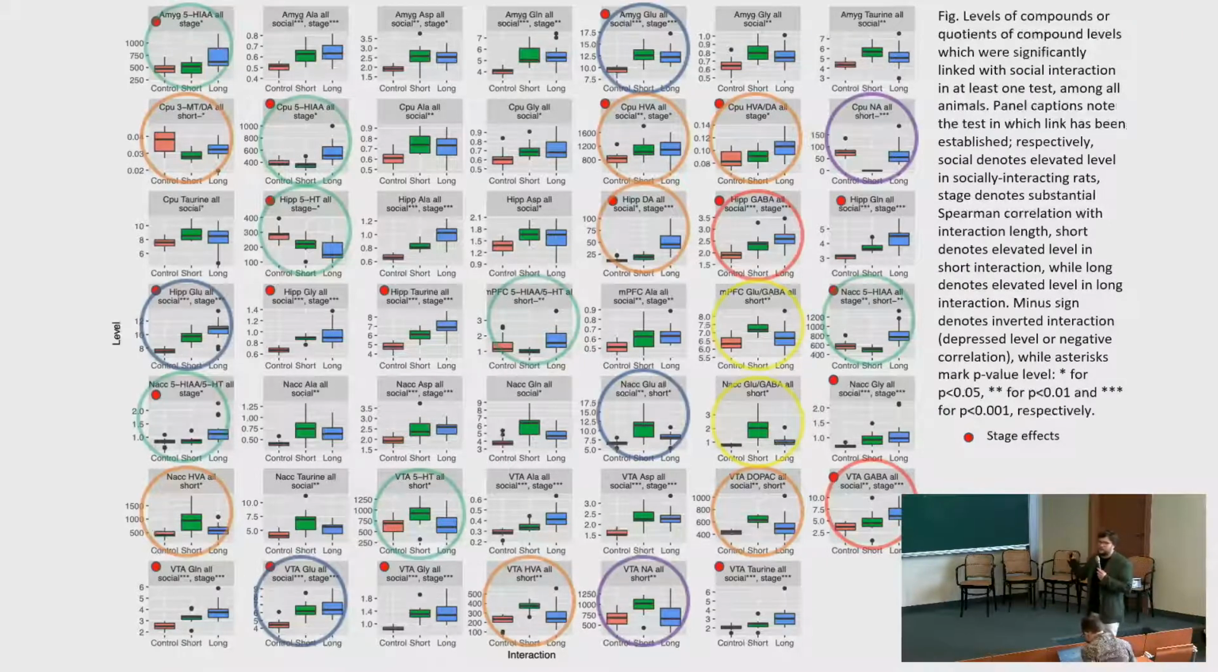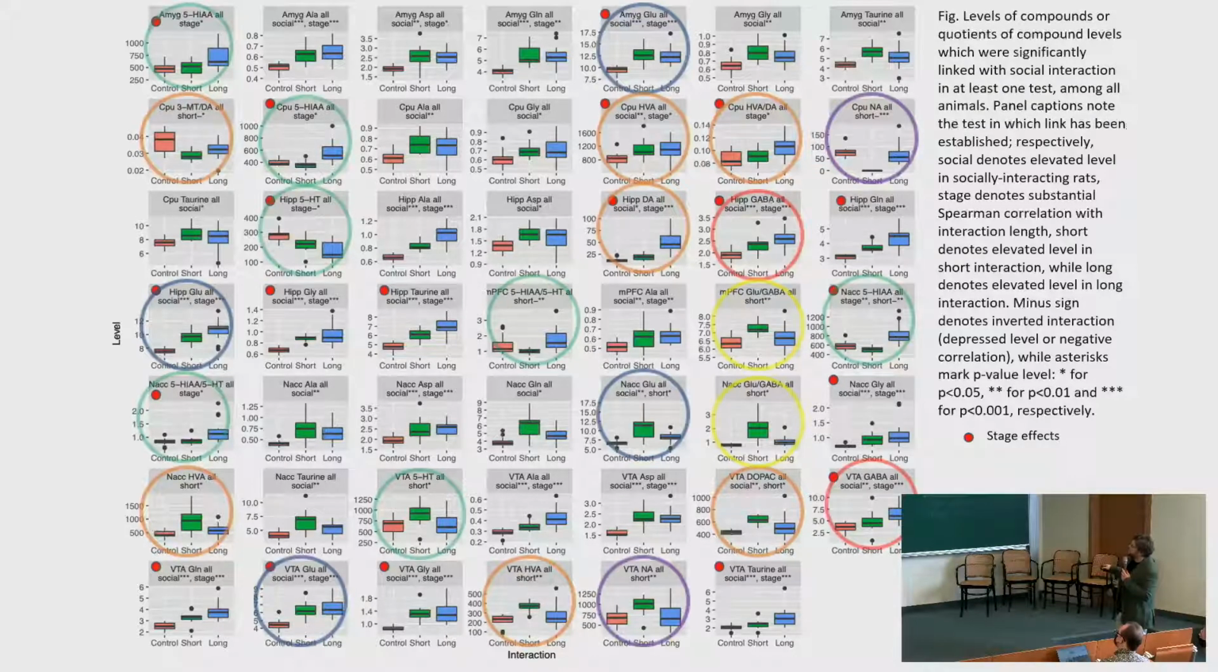We've got three time points: without social interaction, short social interaction, and long social interaction. We found that the levels of glutamate in the hippocampus rise at these three points. Also, the glutamate in the amygdala and glutamate in the VTA.